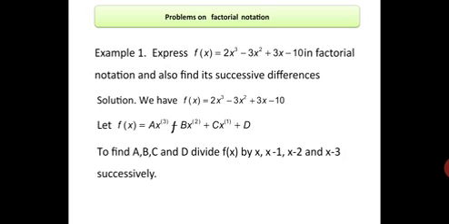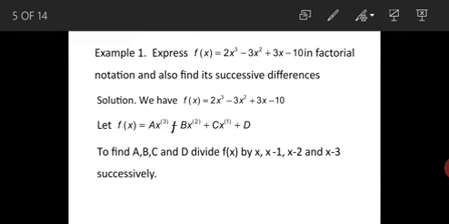So, for the first example: express the given polynomial f of x in factorial notation, and also find its successive differences. For that, the solution will start. Let f of x be the given polynomial, that is f of x equals 2x cube minus 3x square plus 3x minus 10.